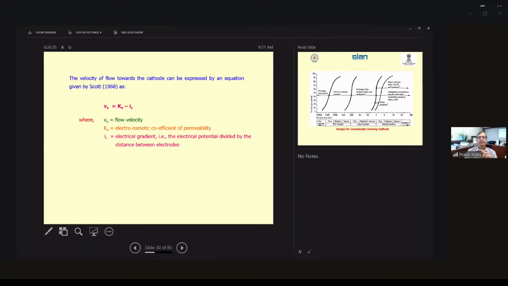It depends on the equation of Scott, 1968. You can find the velocity of flow as k_e times i_e. Here k is not the permeability, it is the electroosmotic coefficient of permeability, because it's an electric gradient. And i_e is the same as i, the hydraulic gradient, the change in head loss divided by the distance. Same thing over here: the electric gradient is the electric potential divided by the distance between these two electrodes, exactly the same.